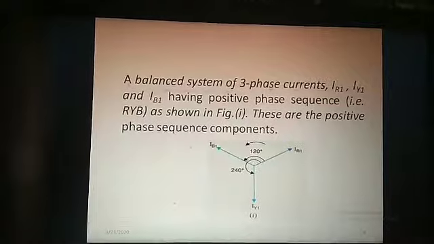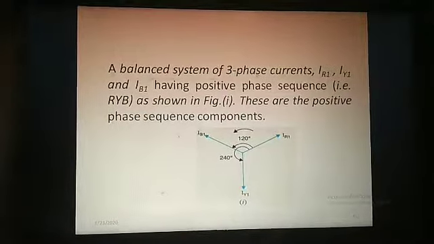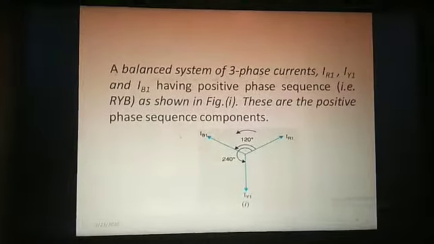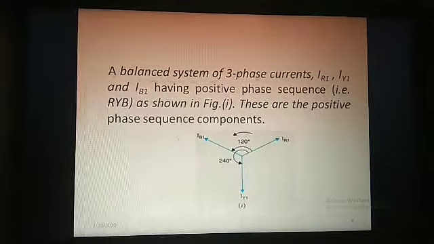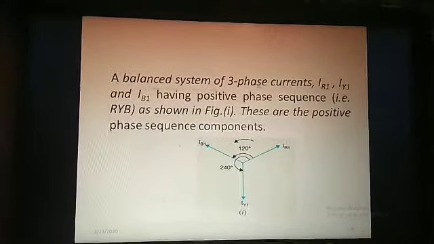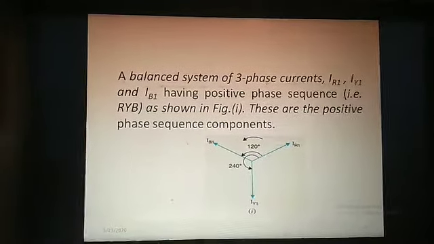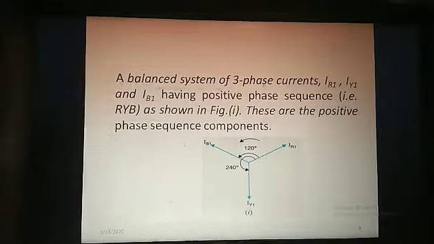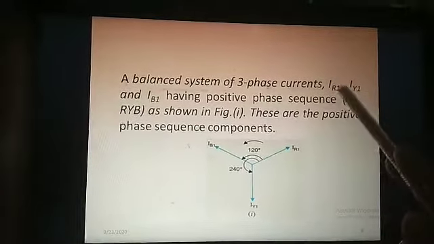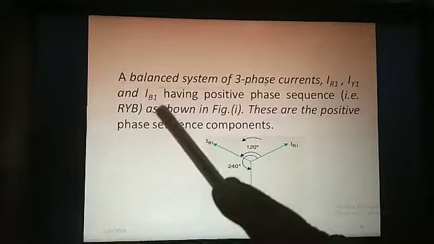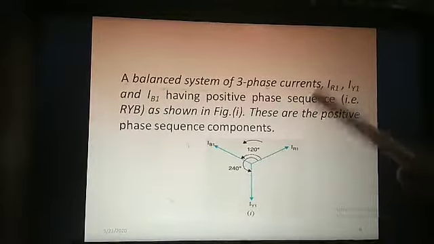So here, the first one, a balanced system of three phase currents, IR1, IY1 and IB1 having positive phase sequence. As in figure, we can see that it is a RYB phase sequence. It is shown in figure number 1. These are positive phase sequence components. And try to remember, if the subscript is 1, as in IR1, IY1 and IB1, that means 1 represents the normal or positive phase sequence components.